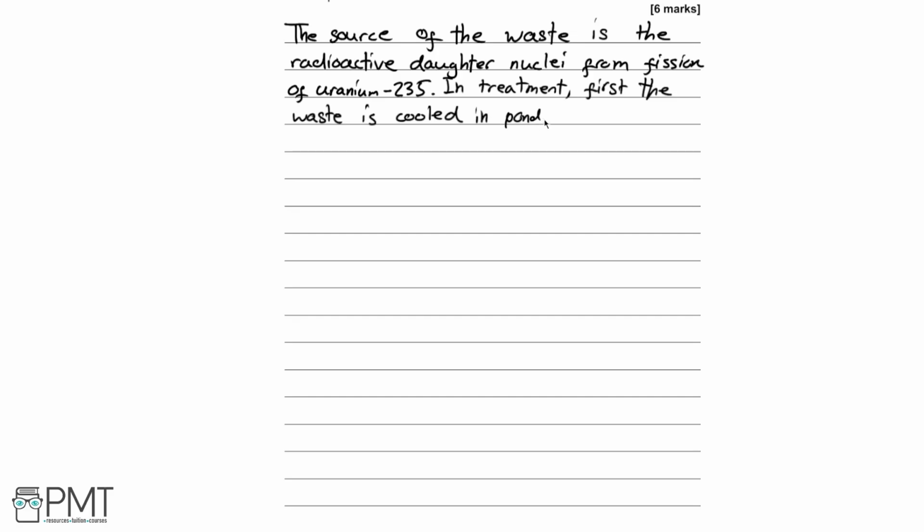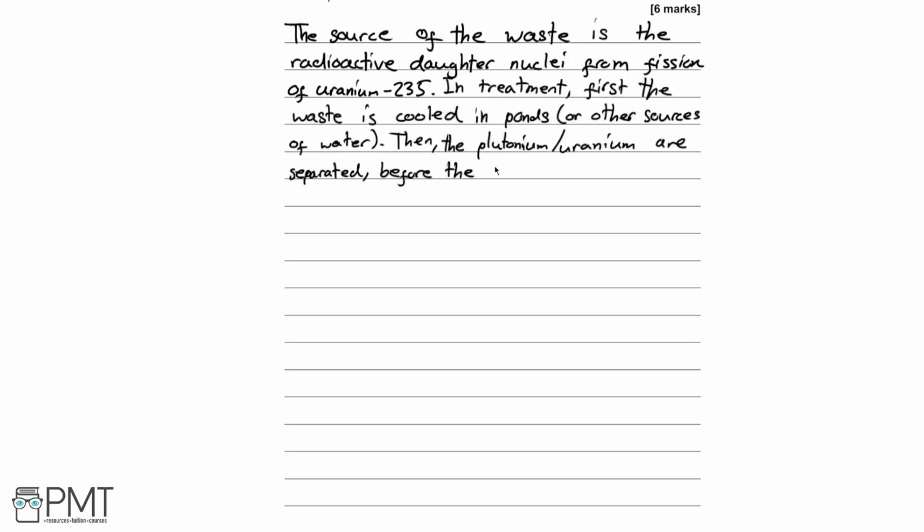After this, the plutonium and uranium are separated to be recycled. This leaves the waste that contains the daughter nuclei, which is vitrified or made into solid glass. The reason for turning it into glass is because if it was in liquid form, it's easier for the waste to leak, and this can cause problems down the line. After this, the waste is placed in lead containers and stored deep underground.